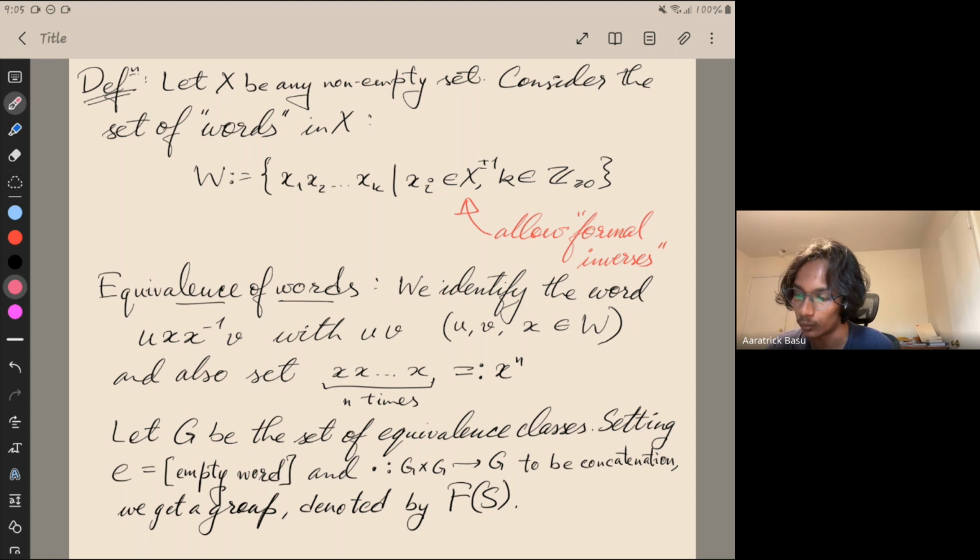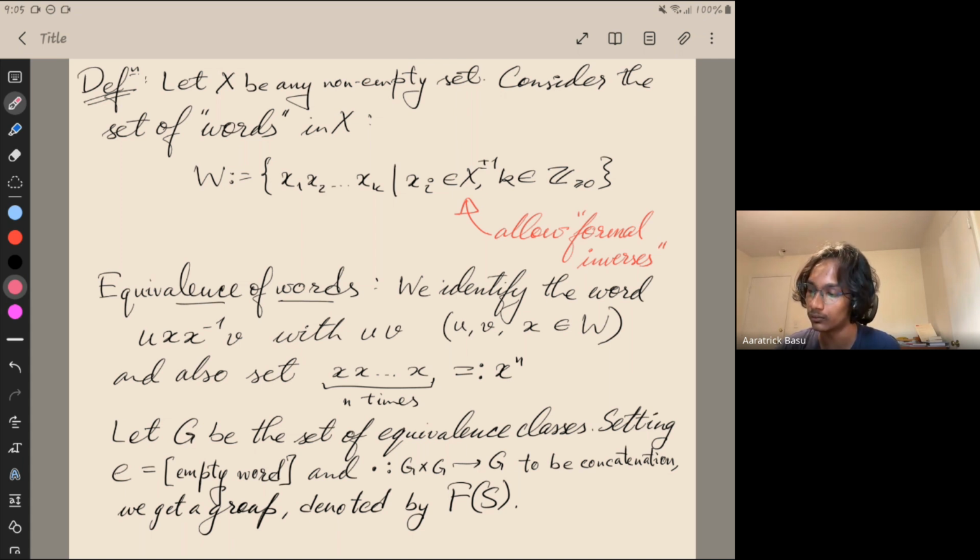in the elements of X. So what are these? These are just strings of letters where the letters can either be elements of X or formal inverses. So what we are doing is we are taking two copies of our set, and one copy we are designating as the set of formal inverses. There's no meaning to X inverse, but we just introduce a new copy for each element X in our set, capital X.